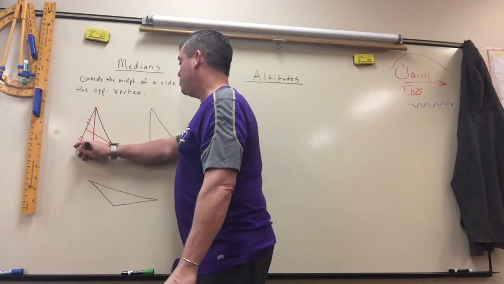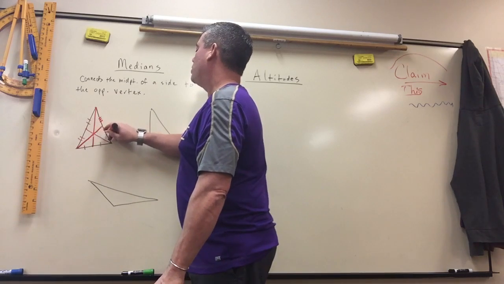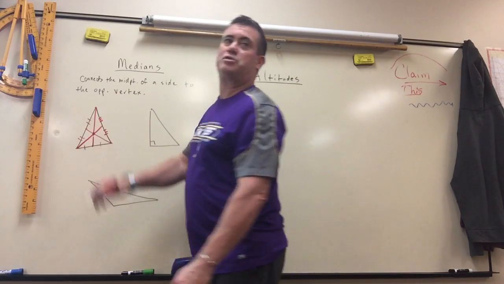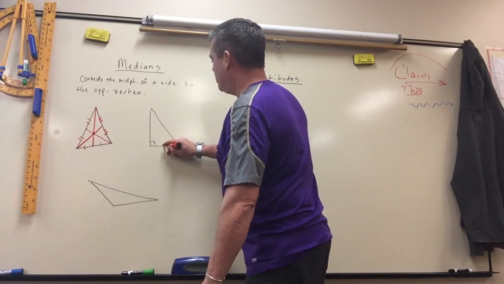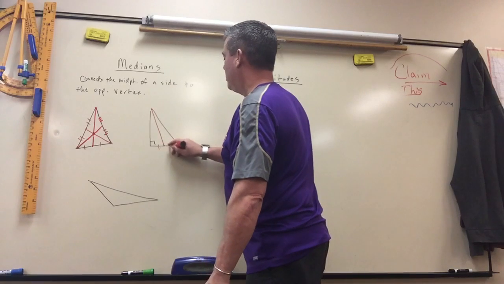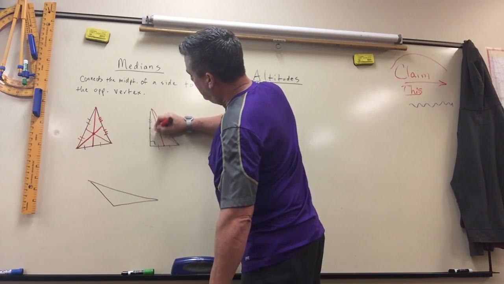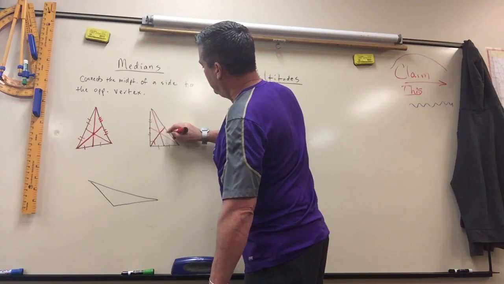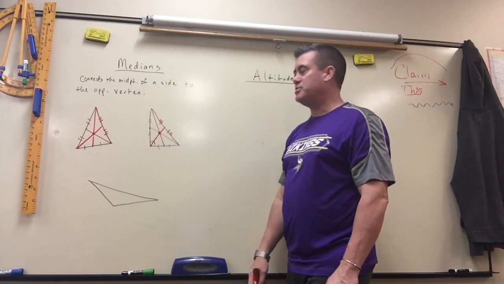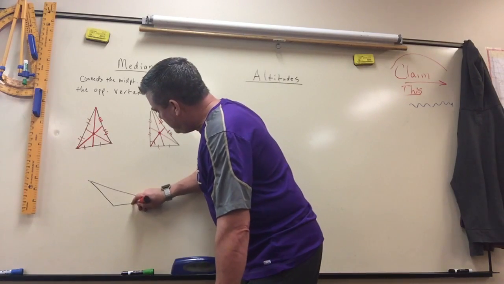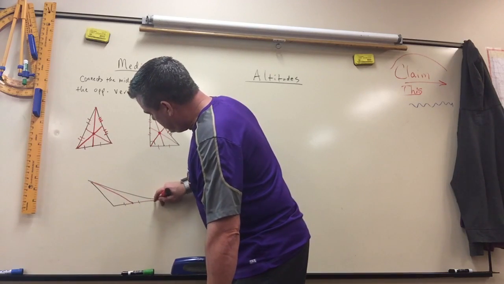Just like the other two yesterday, these three lines are concurrent, which means they'll intersect at one single spot. So if I draw this one in, it would go from there to there, from there to there, and it would go through there. So there's the point of concurrency. Here, the obtuse is always the hardest one to do.